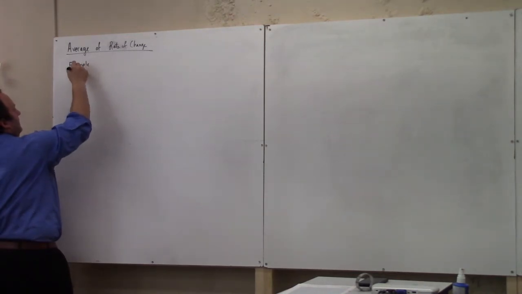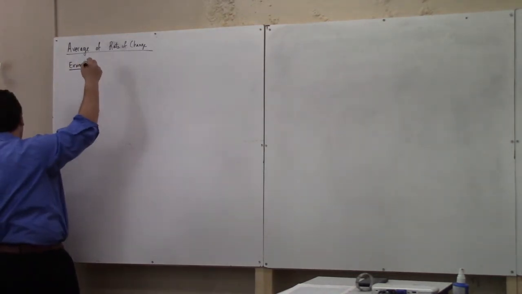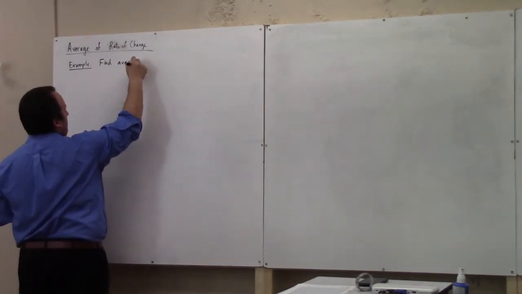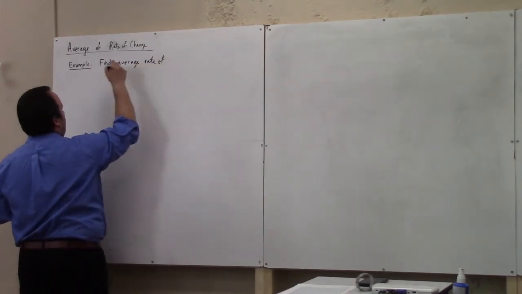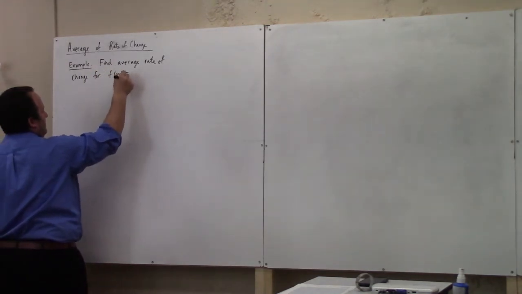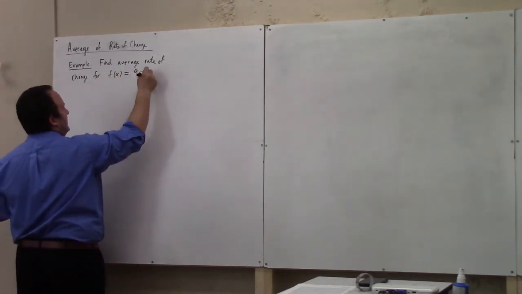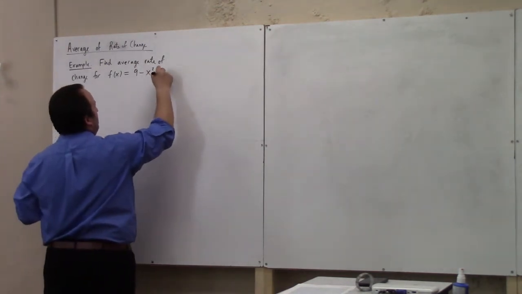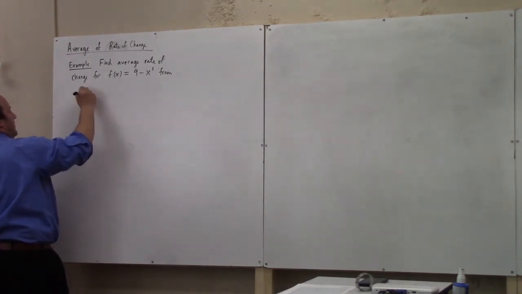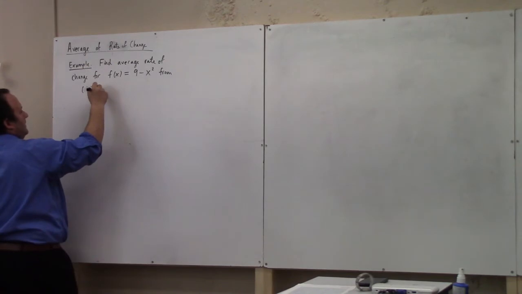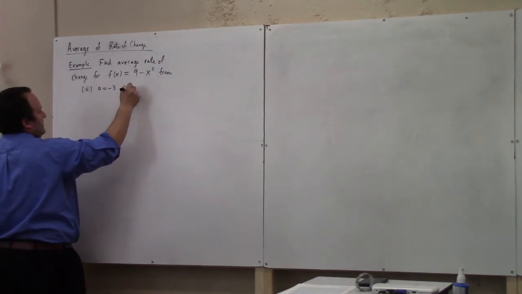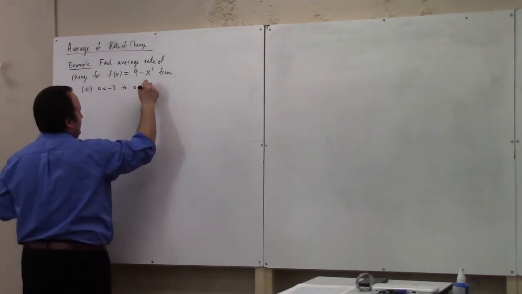Example, I'll do that in just a second here. Find average rate of change for f of x equal to 9 minus x squared. And I'll give us two parts. Part one we'll do from a equals minus 3 to b equals, let's say, minus 1.